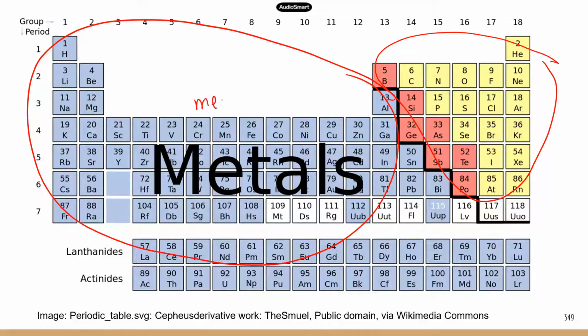So these are metals. They tend to lose electrons and become positively charged ions. And the elements on the right side, they're nonmetals. They tend to gain electrons and become negatively charged. So together, when you have a metal atom and a nonmetal atom, they tend to form an ionic bond where there is complete electron transfer from metal atoms to nonmetal atoms.